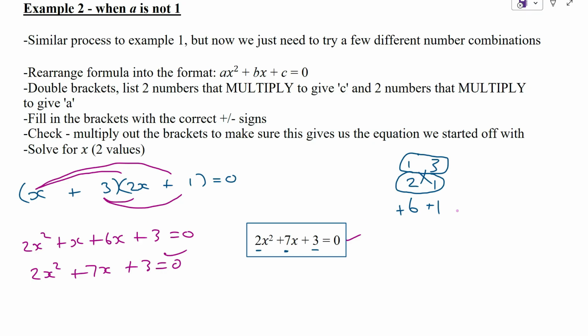Now let's solve for x. Again, we're just getting rid of the brackets. x plus 3 equals 0. 2x plus 1 equals 0. So x equals minus 3 and x equals minus half.